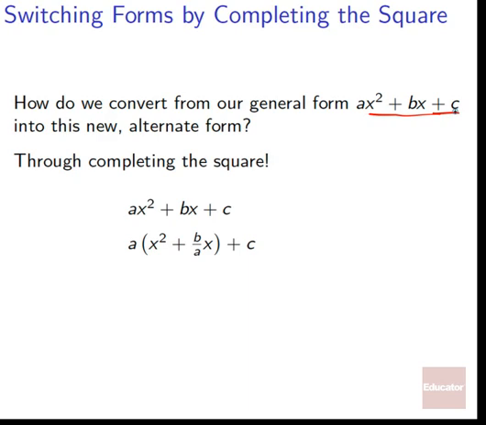It's very easy to graph with this new form because we just set a vertex and then we know how much to sort of squish it or stretch it. Now, how do we do this? We do it through completing the square.